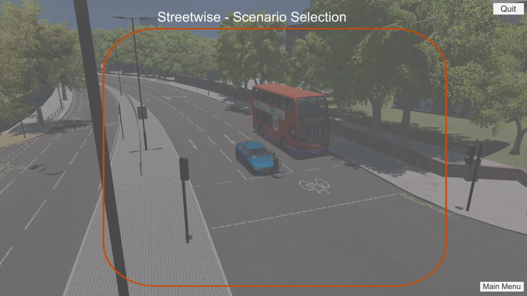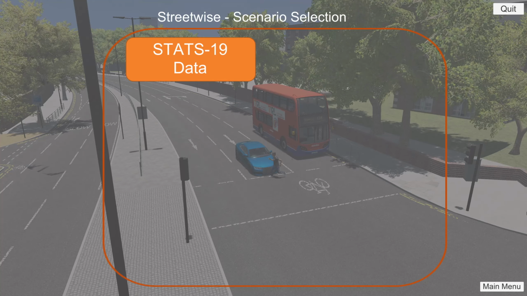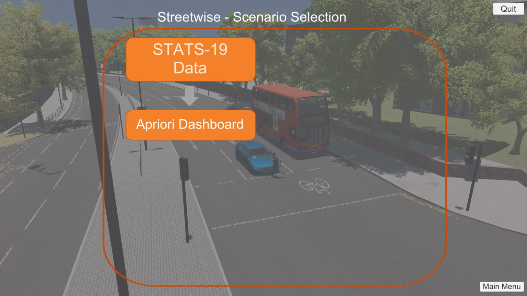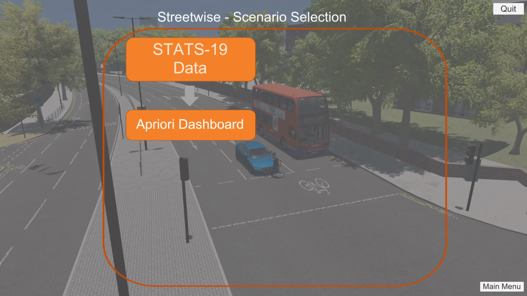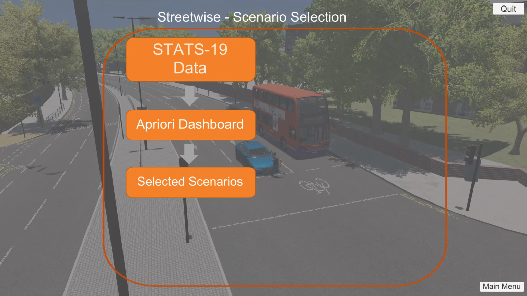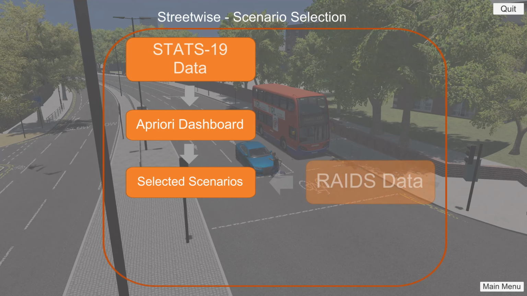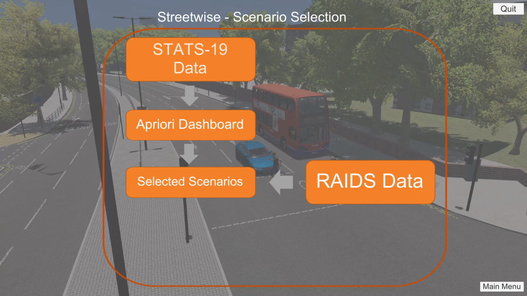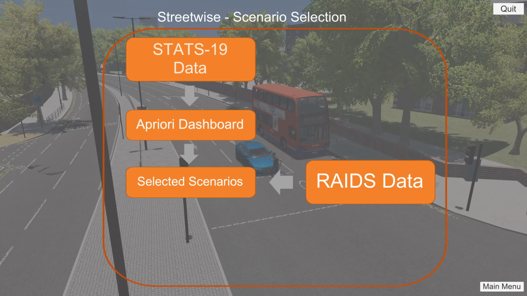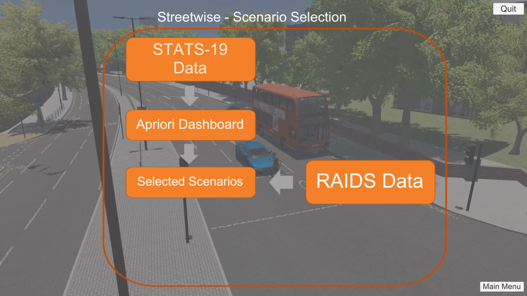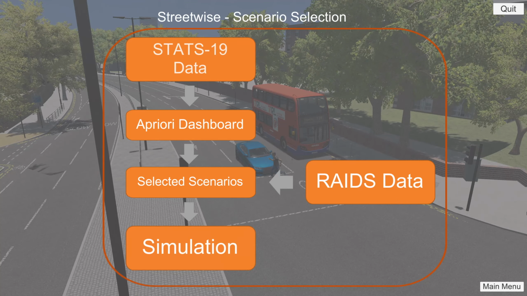So coming back to our approach here, you can see we started again with GB level data, Stats19 data. By using the a priori dashboard, we filtered the data into more manageable and relevant cases for this scenario, and then we fed the selected scenarios into the simulation. And before that, we enhanced the selected scenarios with matching RAIDS data, so we have a better understanding of what to send to the simulation, and that was then sent to the simulation.